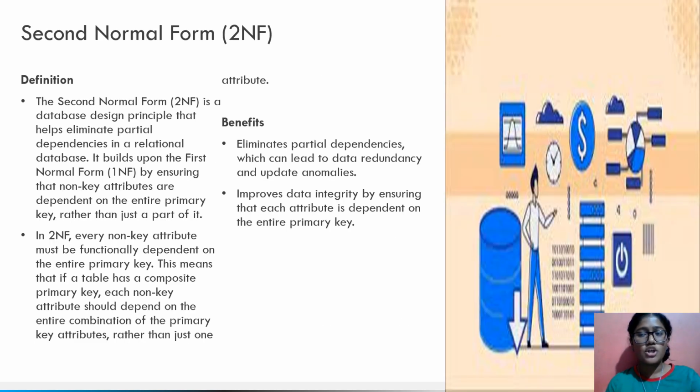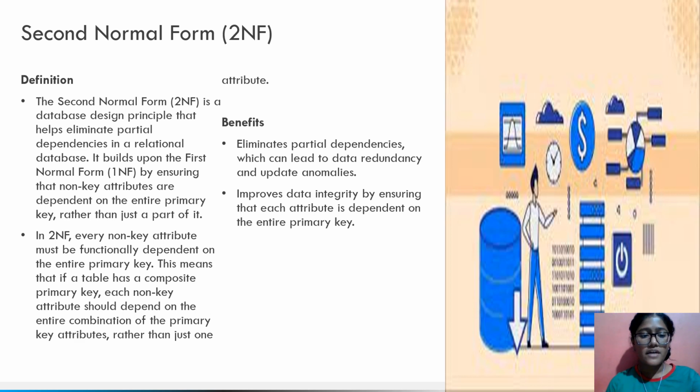So the second normalization technique is second normal form, which is represented as 2NF. Definition: second normal form is a database design principle that helps to eliminate partial dependencies in a relational database. It builds upon the first normal form by ensuring that the non-key attributes are dependent on the entire primary key rather than just a part of it.